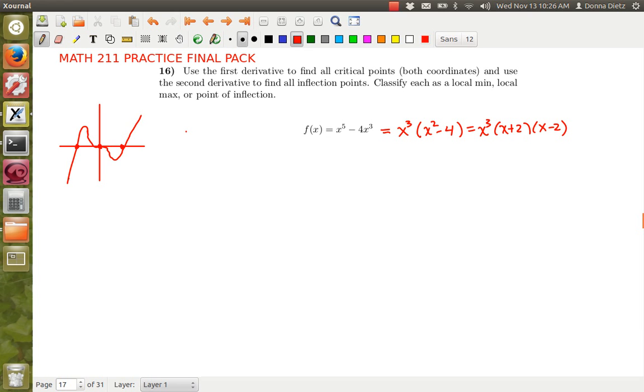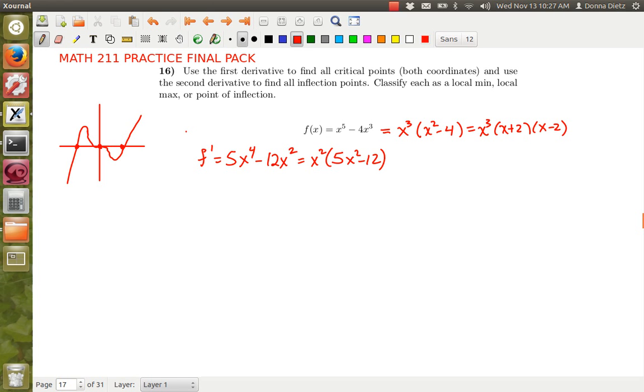So now we go about the question as specifically asked. It says use the second derivative and the first derivative. So let's go ahead and calculate those. F prime is going to be 5x to the fourth minus 12x squared. And again, you can factor x squared out of this.